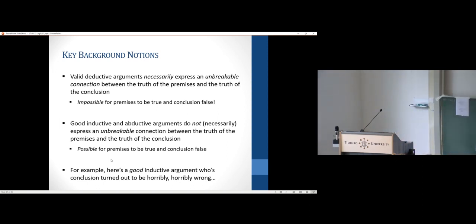Deductive arguments give us something about a necessary, unbreakable link between premises and conclusions, at least the valid ones. But good inductive and abductive arguments don't necessarily express an unbreakable connection between the truth of the premises and the truth of the conclusion. They might motivate belief, but they don't give us a guarantee.